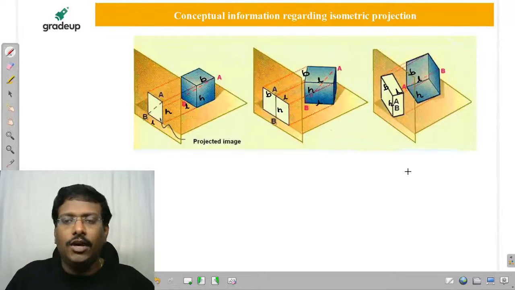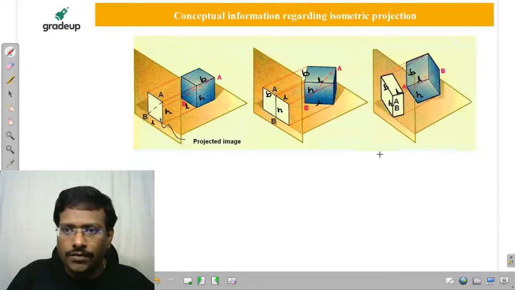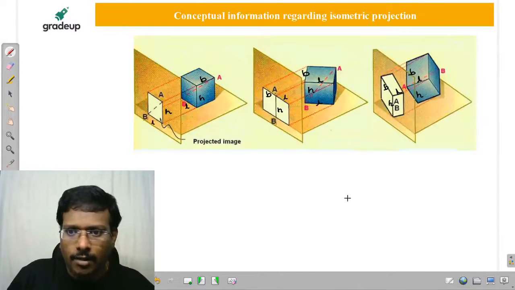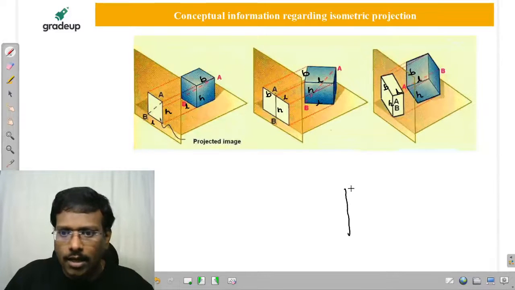Now, sir, here if you observe, depending upon how it is rotated, if you observe this diagram, my dear friends, I am going to draw this diagram here.